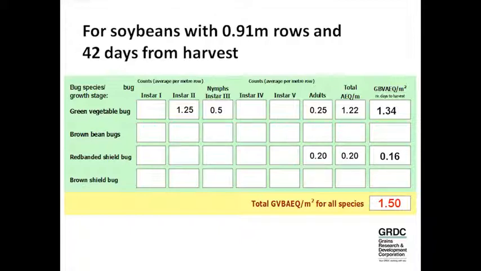You'll see something like this on the screen when you get it. You just add the number of each stage. They convert everything to green vegetable bug adult equivalents. So that's the standard unit of measure for your thresholds. If you have, say, some red-banded shield bugs there, they get included in the equation and it totals everything up for you. So you just add the number, don't worry about the maths, it does it for you all in the background.